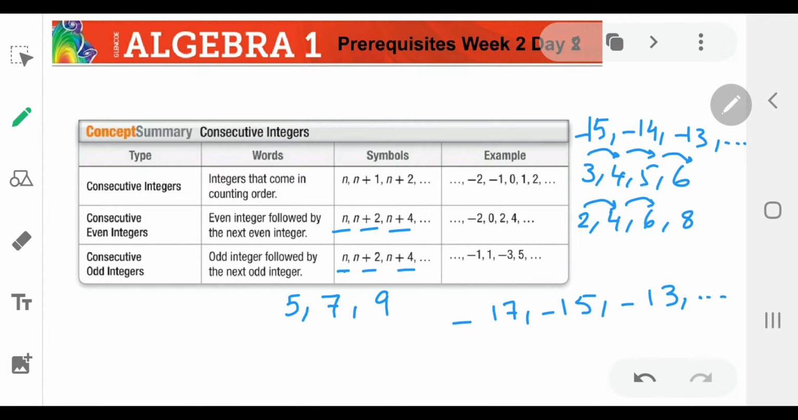So again, consecutive integers are numbers or integers coming in counting order. They increase by 1. Consecutive even or consecutive odd integers increase by 2, and we assume those numbers n, n plus 2, n plus 4, n plus 6, and so on.